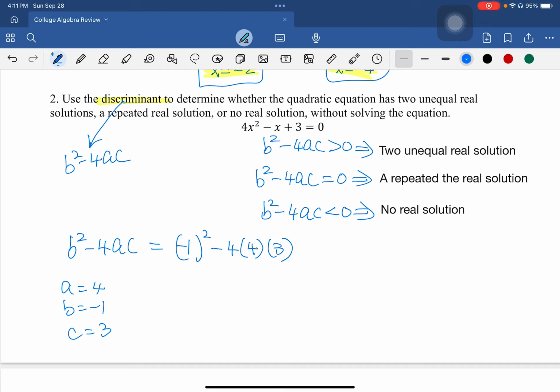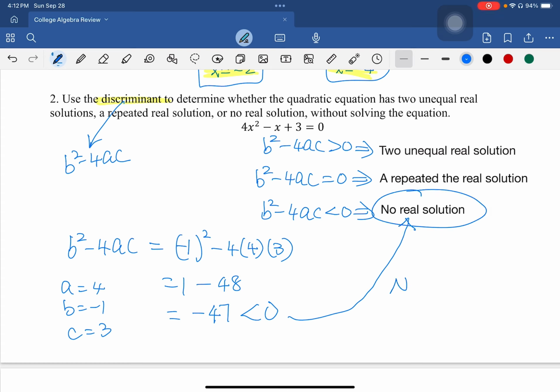Negative 1 squared is 1. 4 times 4 is 16, and 16 times 3 is 48. So, the discriminant equals 1 minus 48, which is negative 47. Since negative 47 is less than 0, the quadratic equation has no real solution.